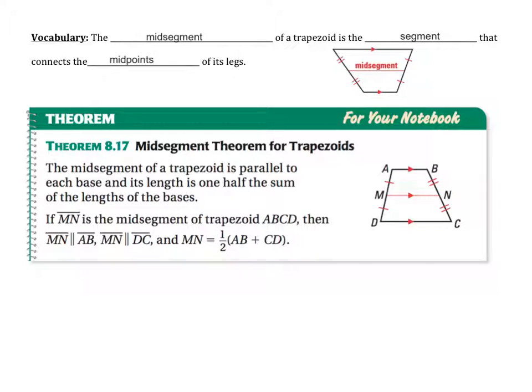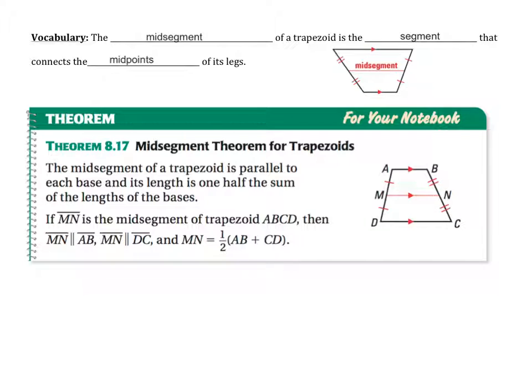So given the definition of what a mid-segment of a trapezoid is, now we have theorem 8.17, the mid-segment theorem for trapezoids. The mid-segment of a trapezoid is parallel to each base. So again, if you know that this is a mid-segment, you know that it is also parallel to each of the bases, and it is 1/2 the sum of the lengths of the bases.